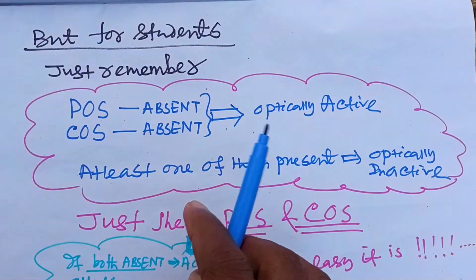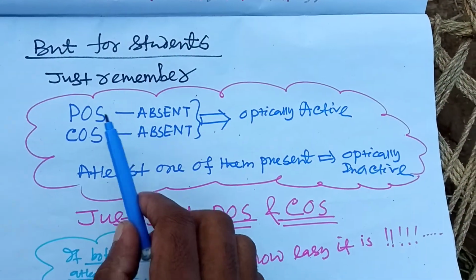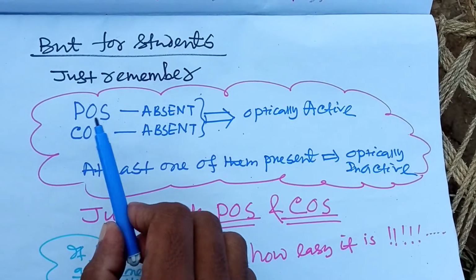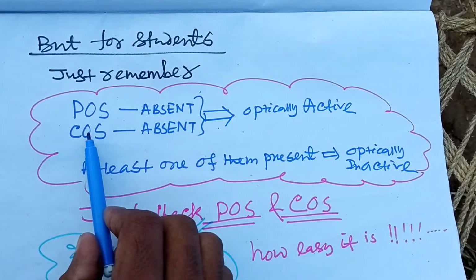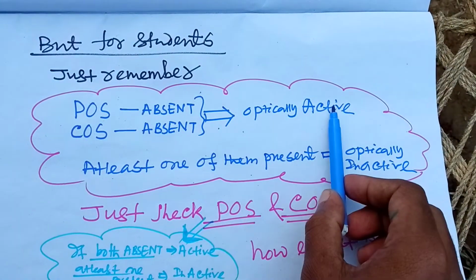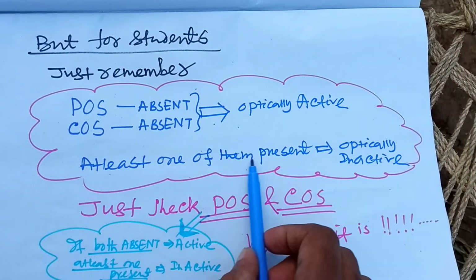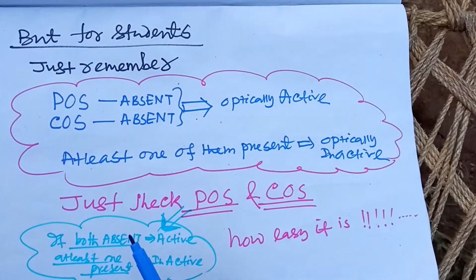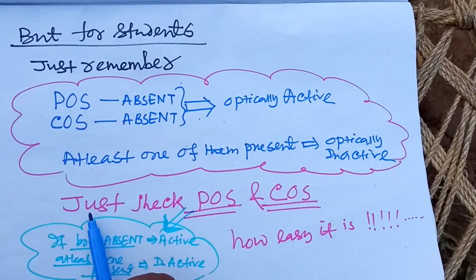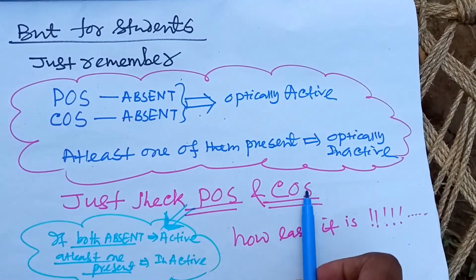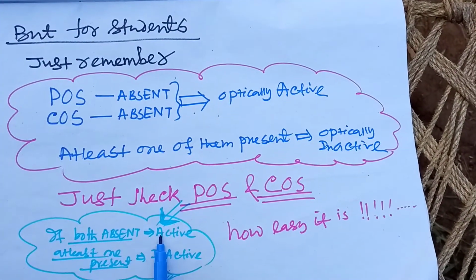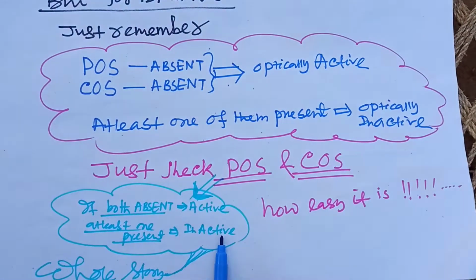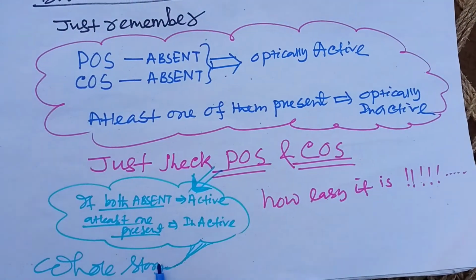Here is a trick for students. You have to just remember two things. If the compound has POS absent as well as COS absent, then it will be optically active. If at least one of them is present, then the compound will be optically inactive. So you do not have to worry. You just have to check POS and COS. If both are absent, the compound will be optically active. If at least one of them is present, the compound will be optically inactive. This is the whole story.